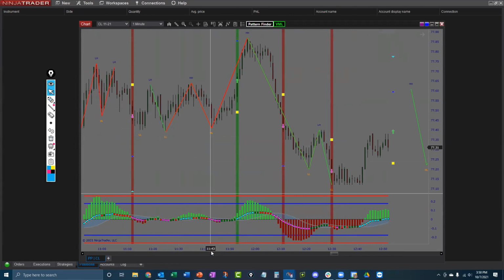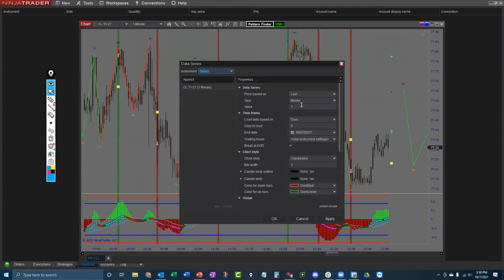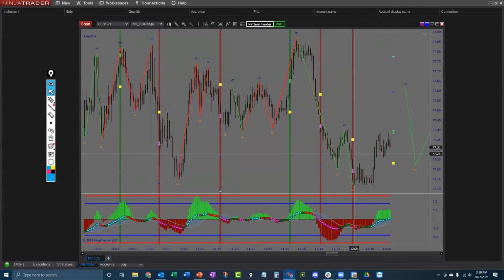It's all right. Let's look at it on a range chart. Let's go to an 8 range on crude. Let's see how the range chart looks on crude.